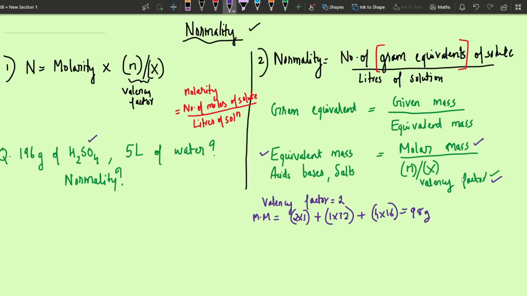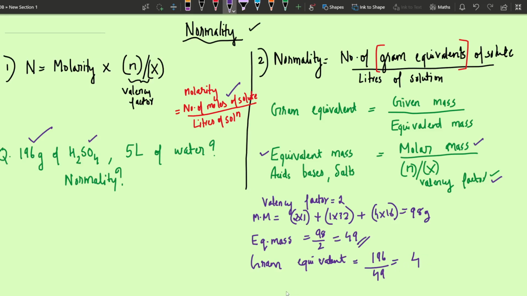So if you know the molar mass and the valency factor, then we can find out the equivalent mass. It is 98 divided by 2, so we will get 49. So it's easy. Now we can find out the gram equivalent, which is similar to the number of moles of solute that we find out for molarity. Gram equivalent is given mass, which here is 196, divided by 49. That we will get 4. So the gram equivalent is equal to 4.